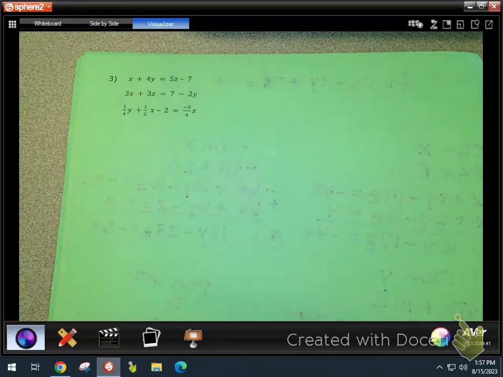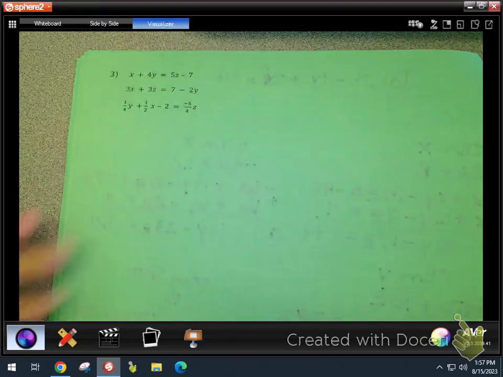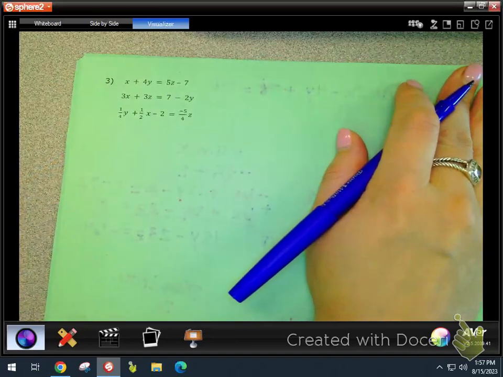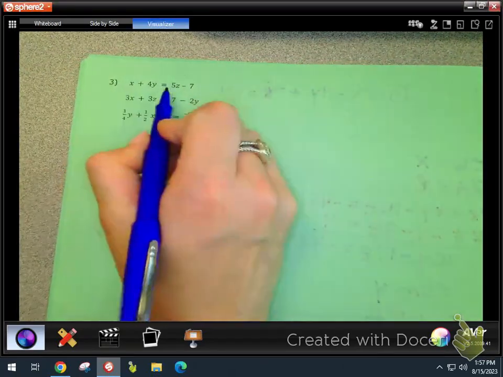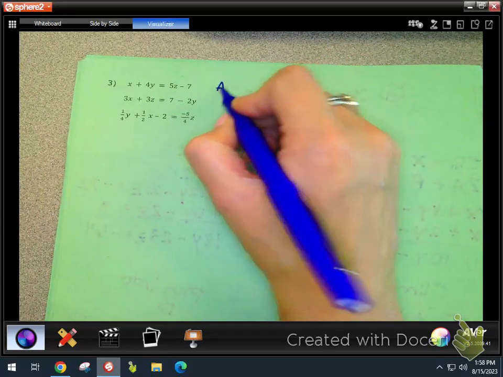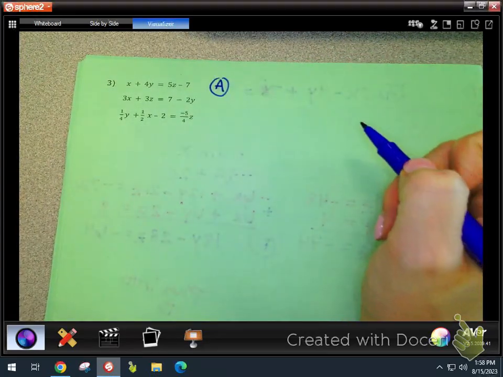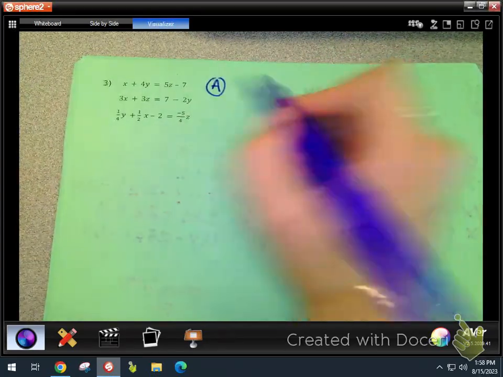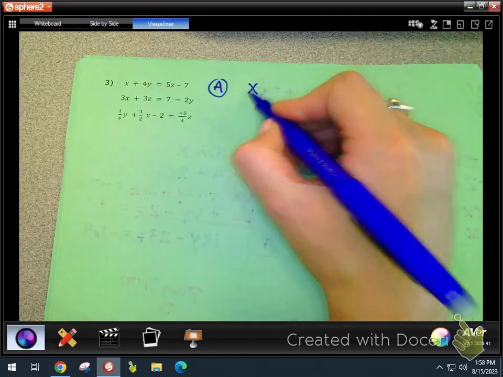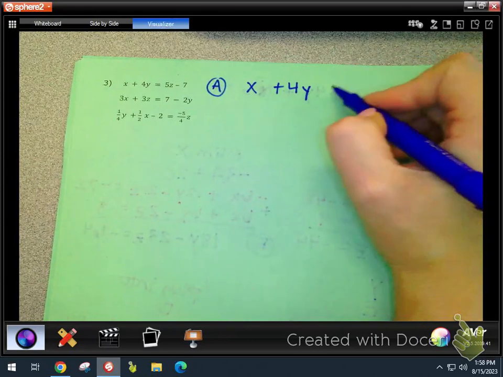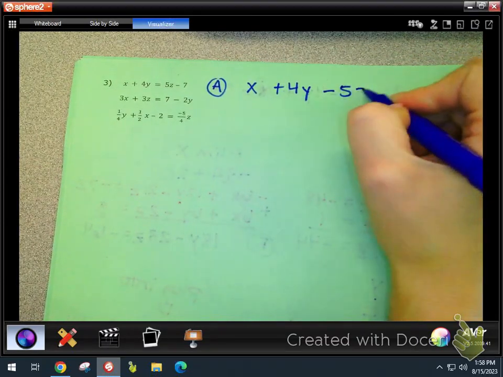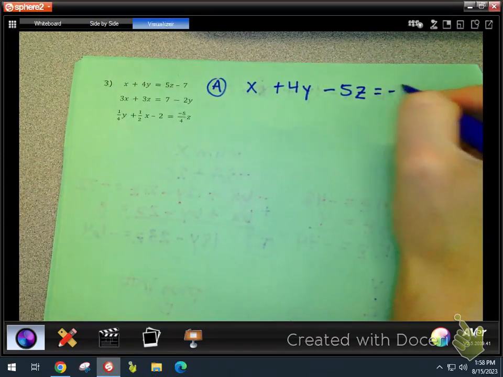Before you shut down on me, don't do it. Listen here. We got to fix stuff here. First thing is, let's rewrite everything and get stuff in the right order. Okay, so our top equation A. What do we need to move? We don't have any denominators to deal with, so what do we need to move? So we have x plus 4y. How do you move that 5z? Subtract. Here's your equation A.